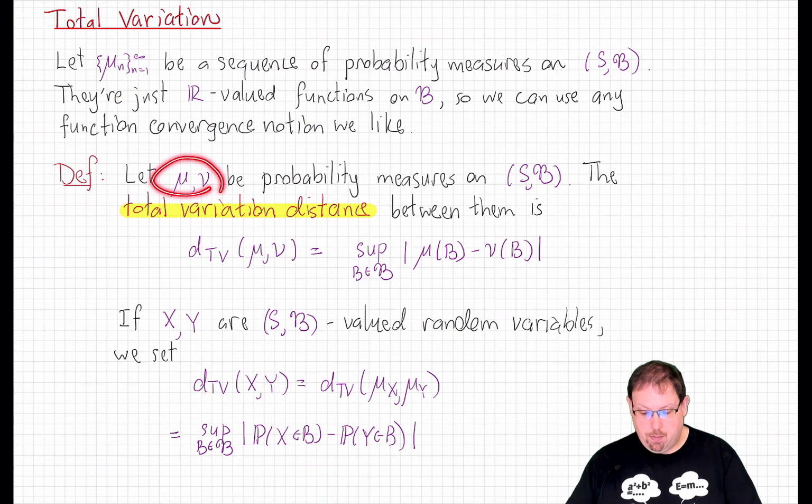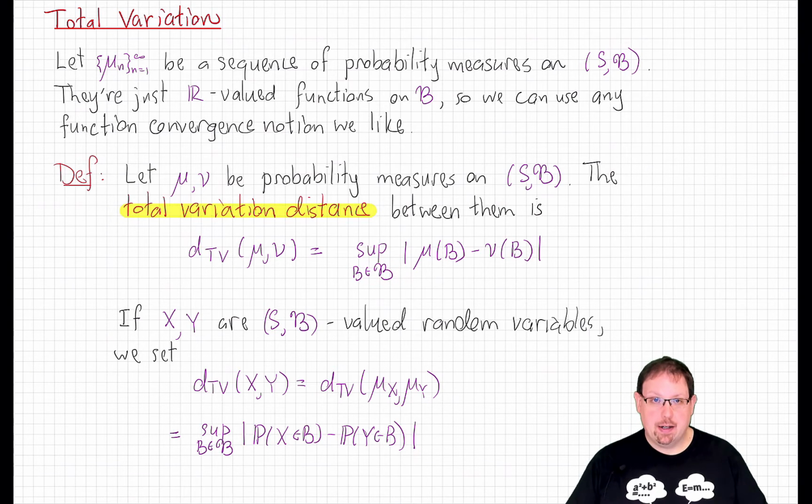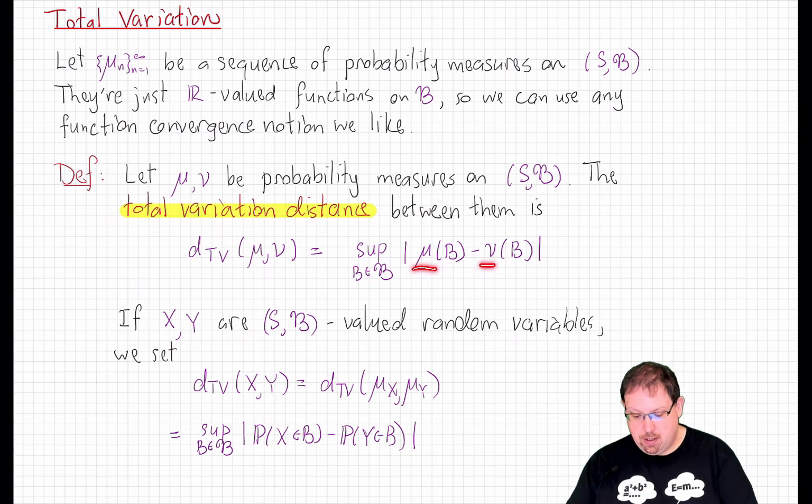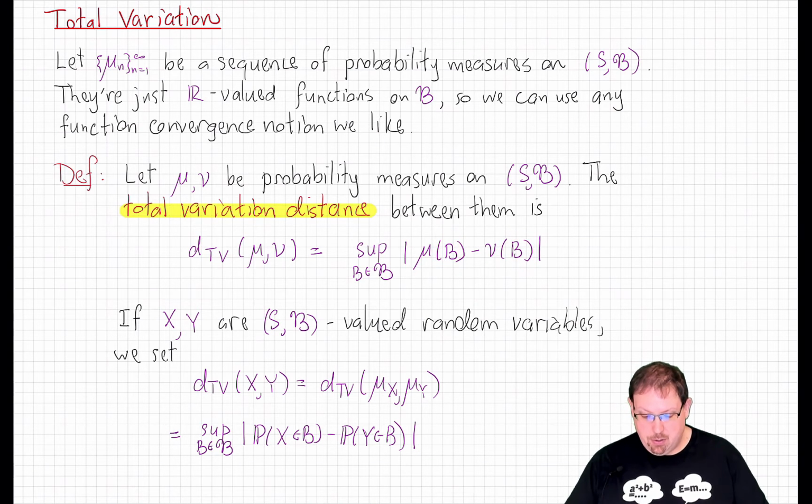If mu and nu are probability measures on this fixed measure space, then their total variation distance is defined to be the maximal distance between their values at any element of the domain. That is, we take the difference that mu and nu assign to any event, and we look at the supremum over all of those absolute differences. Now we can import this notion to then talk about total variation distance between random variables just by saying that the total variation distance between X and Y is defined to be the total variation distance between their distributions. In other words, it's the supremum over all measurable sets B in the range of the absolute difference of the probability that X is in B minus the probability that Y is in B.